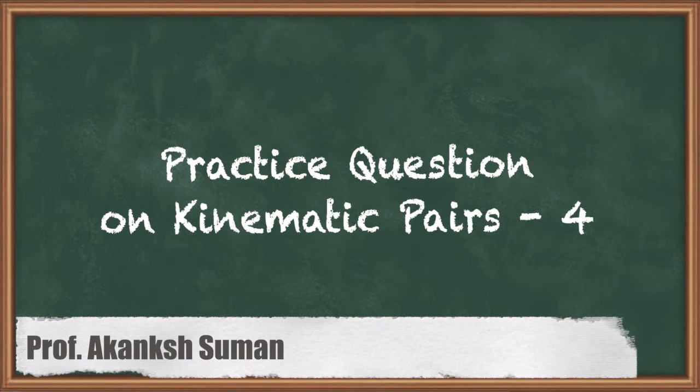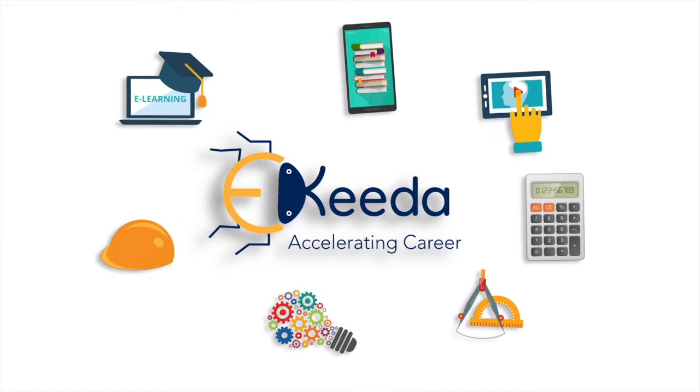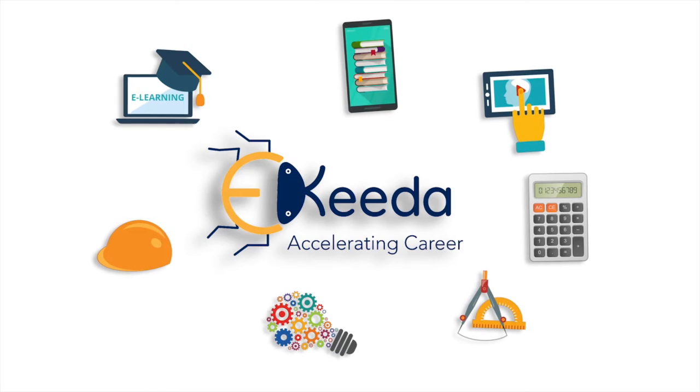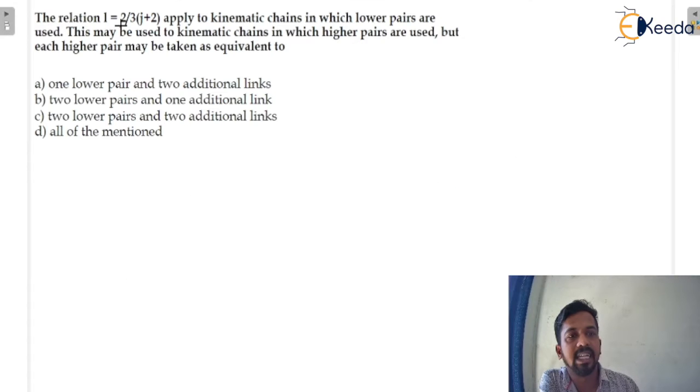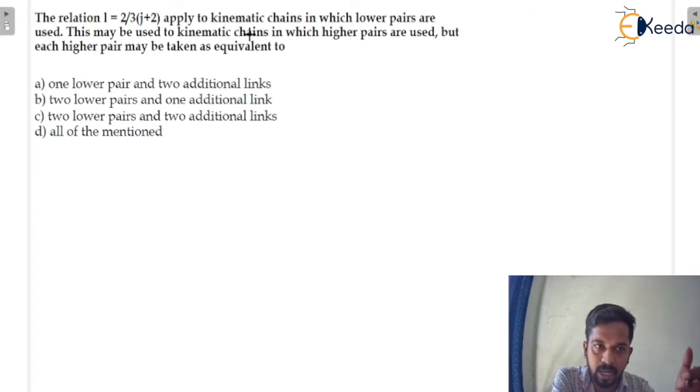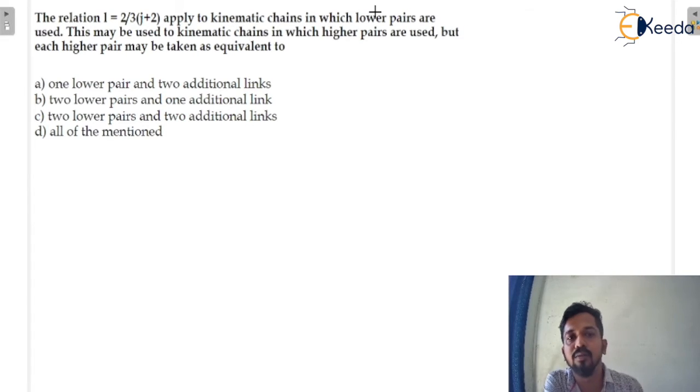Now we are going to discuss the questions based on the kinematic chain. So basically, the relation L is equal to 2/3 J plus 2 applies to the kinematic chain in which lower pairs are used. What is going to be used? Lower pairs are used. Okay.